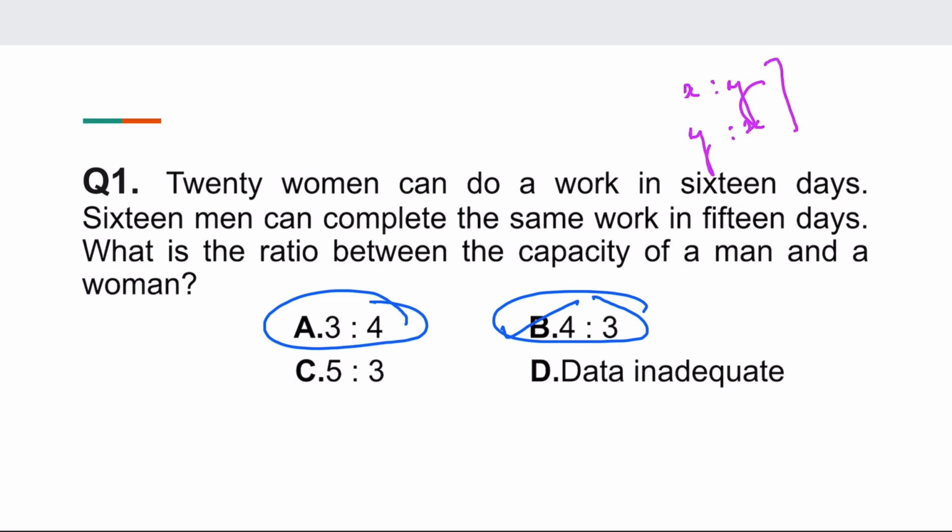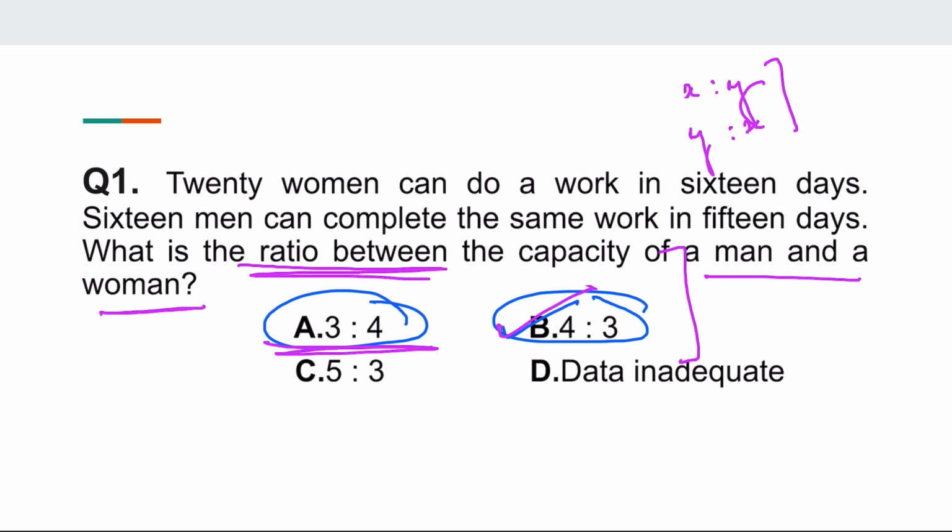In both the cases, you have to be vigilant about what they have asked. They have asked man is to women, or they have asked women is to man. So you have to be vigilant as to which option is the correct one. Here, 4:3 is correct, because it's the ratio between man and a woman. Man has been put in the first place, and then women. If it has been reversed, that is women is to man, then the answer has to be 3:4.